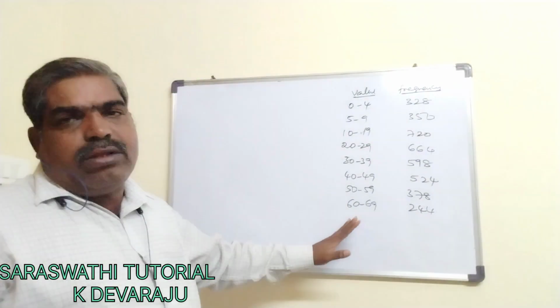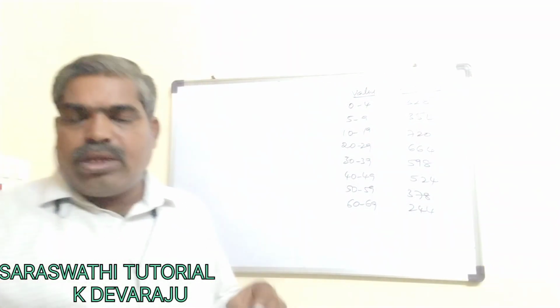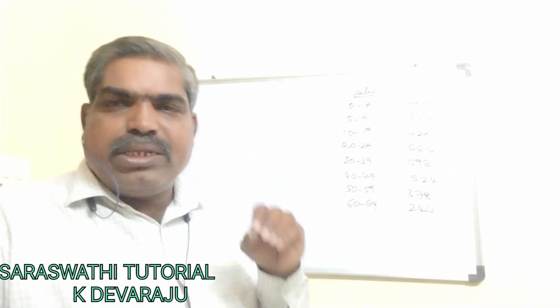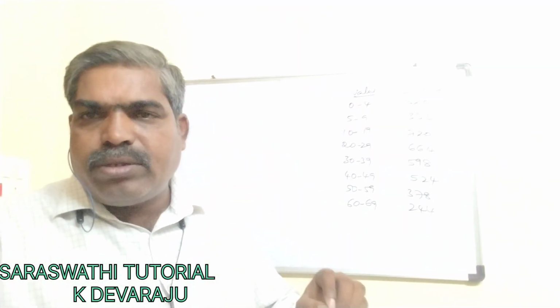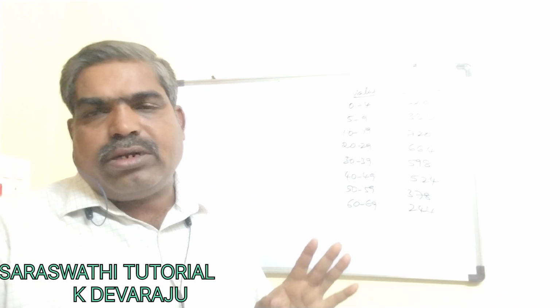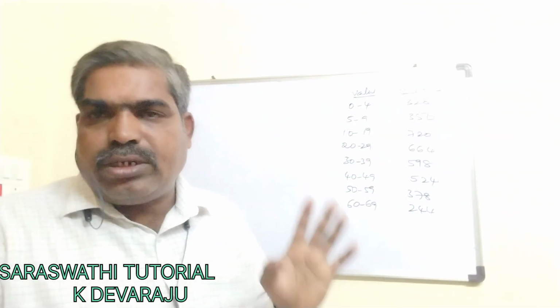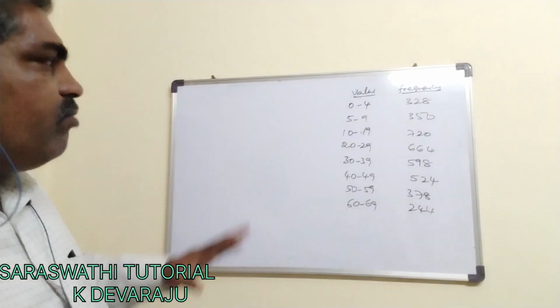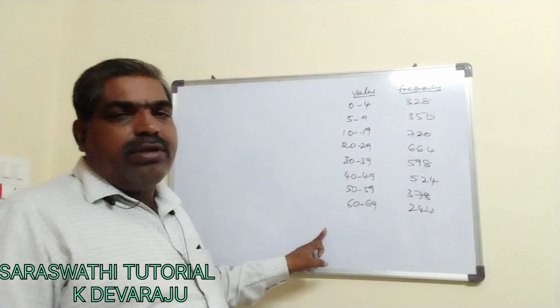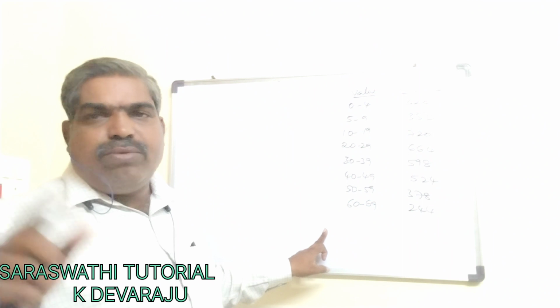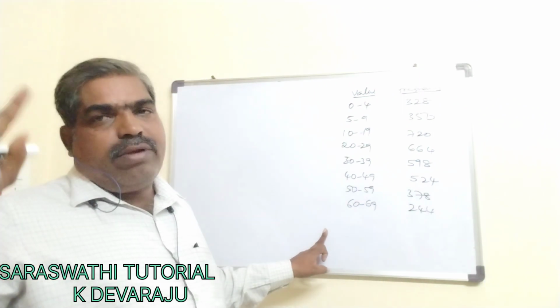So here the question is very simple: calculation of arithmetic mean. There are three methods. One is the direct method, second is the shortcut method, and third one is the step deviation method. These are the three methods we have to learn. But in this question, if you observe, data is given in inclusive method, but previously we learned data given in exclusive method.